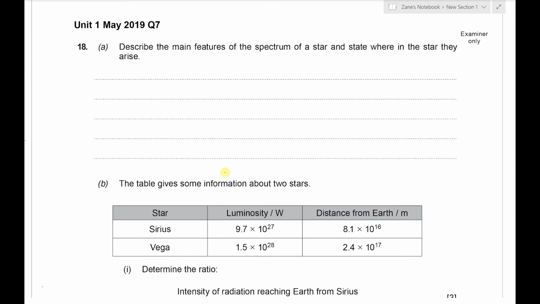This time is question 17 from May 2019's Unit 1, and it's a question about using radiation from stars. The first part of the question asks us to describe the main features of the spectrum of a star and state where in the star they arise.